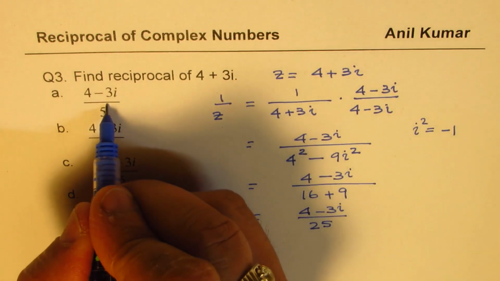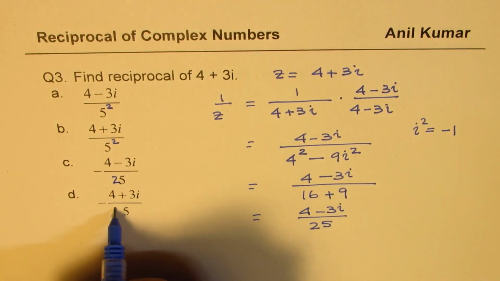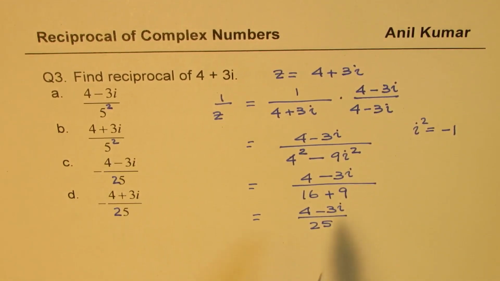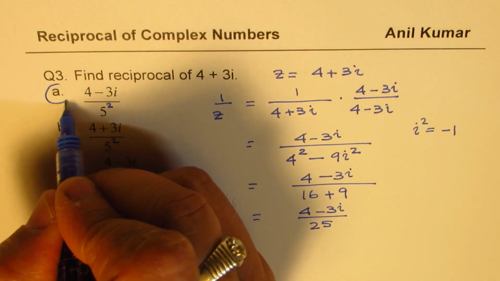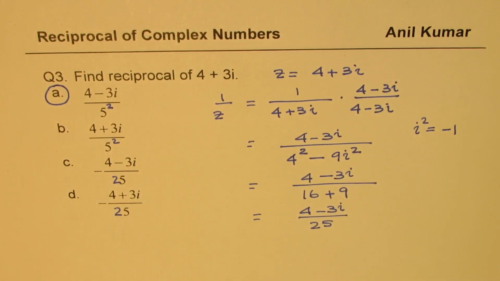So actually here's a mistake. This should be 25, correct? So I made this correction here. So we get 4 minus 3i over 25 as the correct option, which is same as option A, correct? So there was a typing error, so I made a correction. So I hope you understand these steps. That is how we are going to do it.